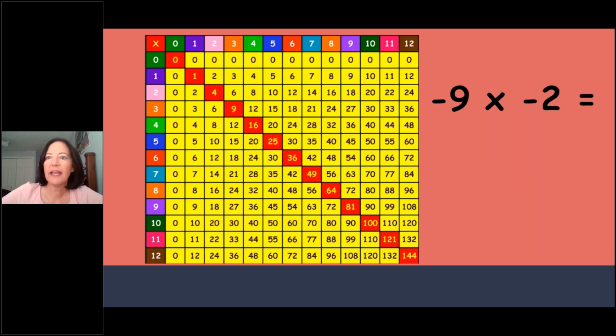Nice. Negative 9 times negative 2. Positive 18. Perfect. Negative 4 times positive 3? Negative 12. Yep. And that is negative 22. Perfect.